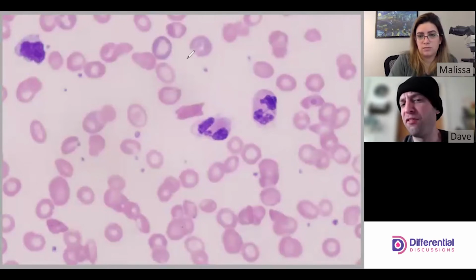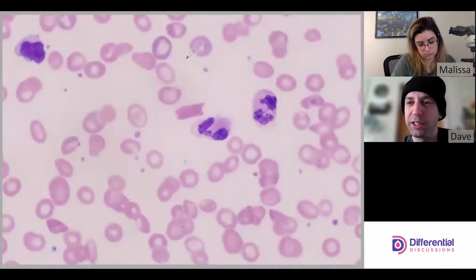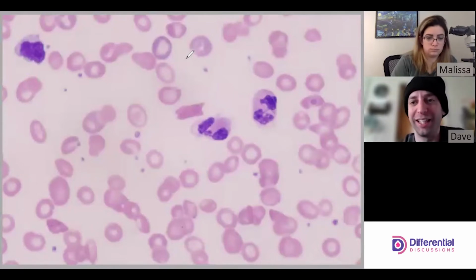Other things that we're looking for, not related to the red cells necessarily, is you may see a bit of a left shift. Not uncommon to see some immature granulocytes, maybe a slightly elevated white count or a high normal white count overall. Absolutely.